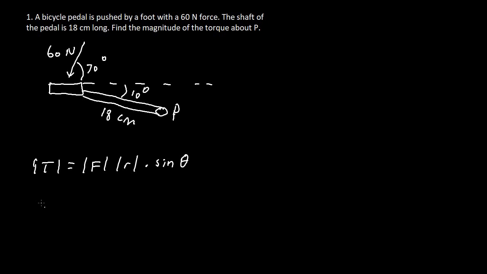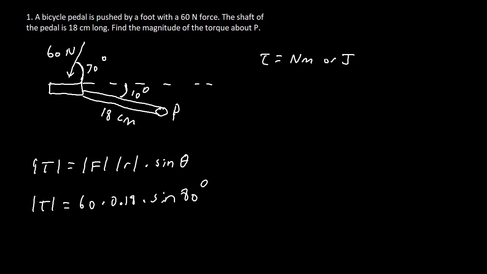So in this case, the magnitude of the torque is going to equal the magnitude of the force, which is 60 newtons. We have 60 times the radius. Now keep in mind that torque is also calculated in Newton meters or joules, and so we have to convert centimeters to meters in order to do the correct calculation. So 18 centimeters is 0.18 meters, and then multiply by sine of the angle. Now keep in mind, this angle is 10 degrees, and then we're going an extra 70 degrees. So we're going a total of 80 degrees. And so that should give you a final answer for the torque being around 10.6 Newton meters or 10.6 joules.